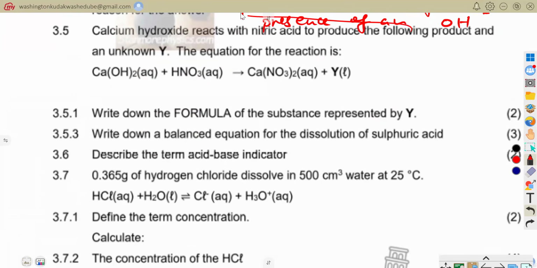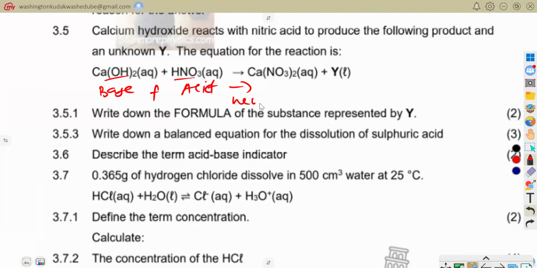if we are going to react our calcium hydroxide with what? Our calcium hydroxide, let me just get to erase that. So at some point in time, we get to see that our calcium hydroxide is reacting with nitric acid. So this one is a base, and then this one is an acid. So what happens if you react a base and an acid? You are going to have what we refer to as a neutralization reaction.